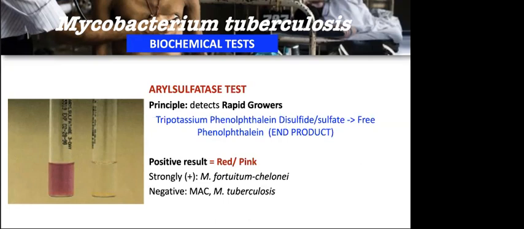It's particularly useful for identifying the potentially pathogenic rapid growers like fortuitum and chelonae, as well as the slow-growing marinum and szulgai. Your slow-growing marinum and szulgai would be positive in the 14-day test, whereas your fortuitum and chelonae, since they're rapid growers, would be positive in the 3-day test.